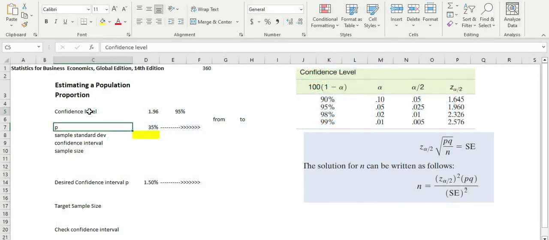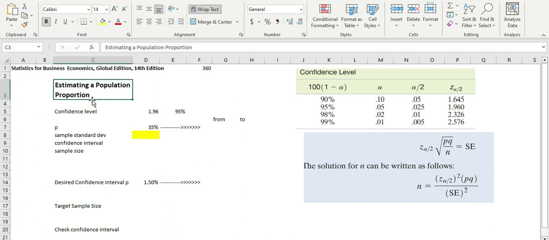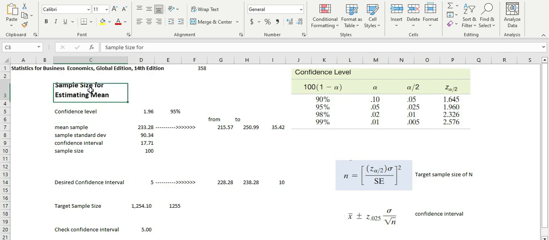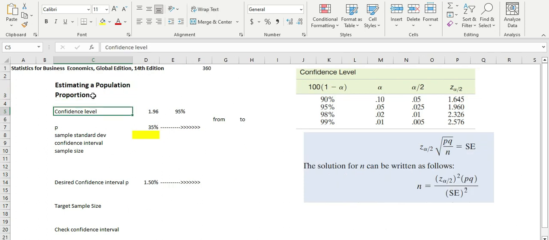Okay, good day again. Our last topic was about estimating the population mean, sample size for estimating the mean. Our topic now has the same concept, but it is more about proportion or percentage. How do you estimate the percentage?